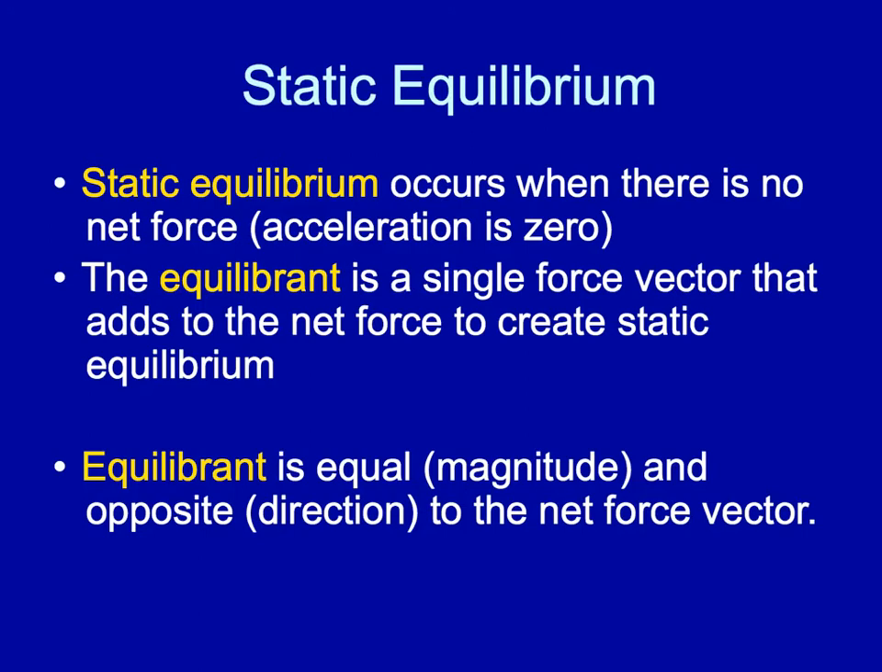Now, we will use a term called the equilibrant. The equilibrant is the force required to bring an object into equilibrium. So if I have some type of net force, it would simply be something that brings it back into equilibrium. And the equilibrant is equal in magnitude but opposite in direction of the net force vector.